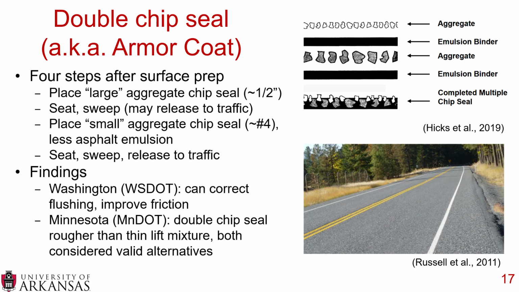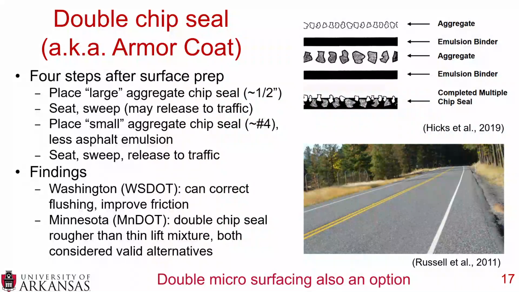So in Washington, the Washington DOT found that these double chip seals can correct flushing and improve friction. And in Minnesota, MnDOT found that a double chip seal is rougher than a thin lift mixture, but both are considered valid alternatives. Now, this is all double chip seals. You can also find double microsurfacing out there, so simply putting 2 layers of microsurfacing down at once. Again, I was not able to find any literature on this, but that is another option that I've heard about.